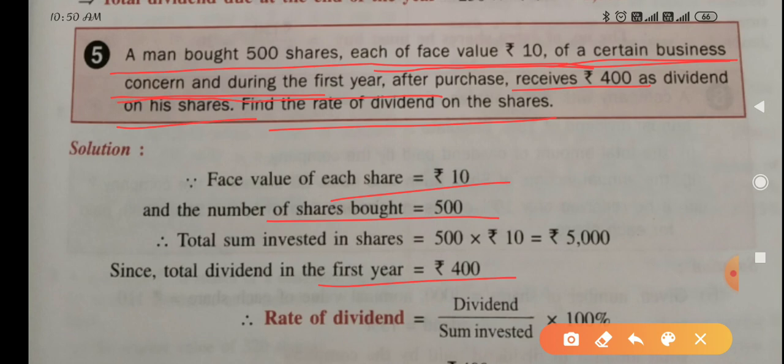So here total sum invested is the number of shares, 500, multiplied by the MV of one share, rupees 10. NV and MV are the same. So he is investing 5000. Okay. So now rate of dividend, you know, is total dividend upon sum invested into 100%.